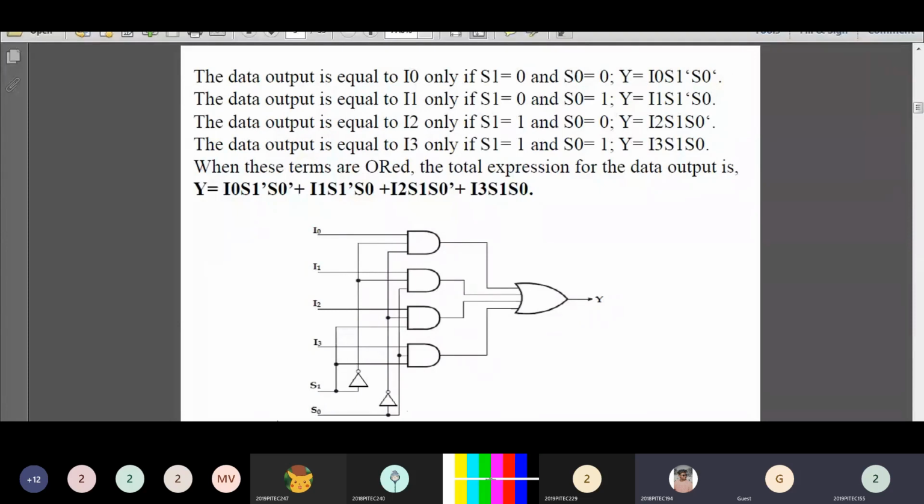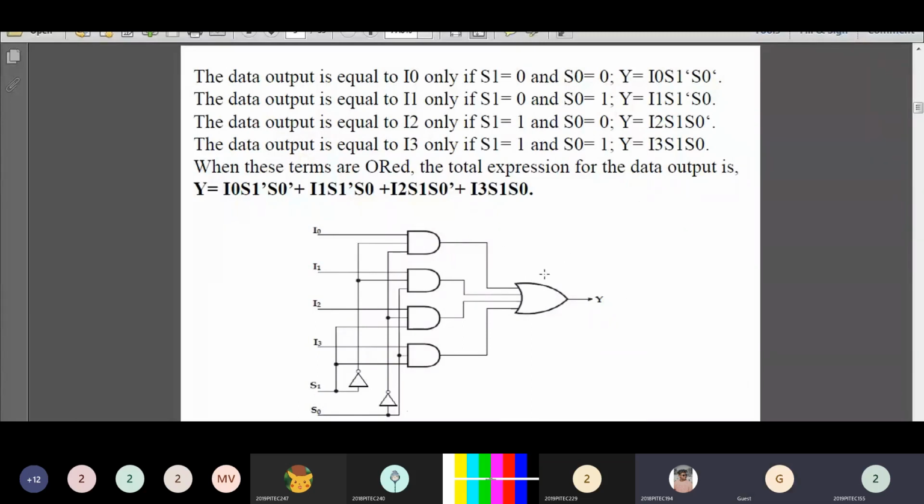When your selection input is 0 1, at that time the second AND gate is enabled. That's why I1 is selected at the output. Whatever input is present in I1, that will be your output. Next, when your selection input is 1 0, that is S1 and S0 equal to 1 0, I2 will be selected at the output line. Next, when your selection input is 1 1, I3 will be selected to the output line.